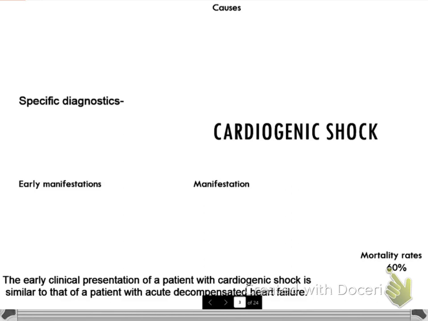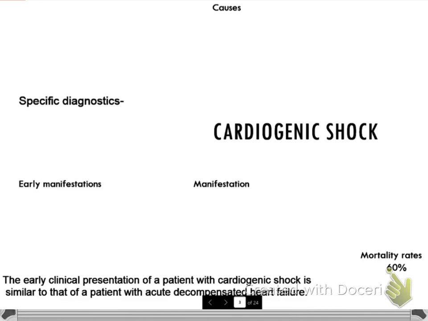They'll also have increased respiratory rate, crackles, cool clammy skin, decreased capillary refill, anxiety, confusion, agitation. And remember we talked about the decreased urine output, secondary to that decreased renal perfusion.